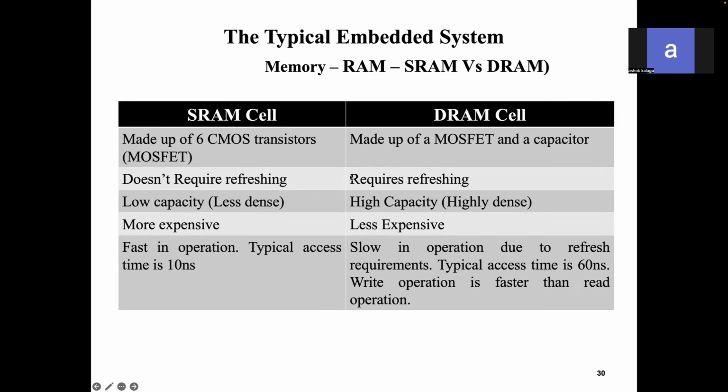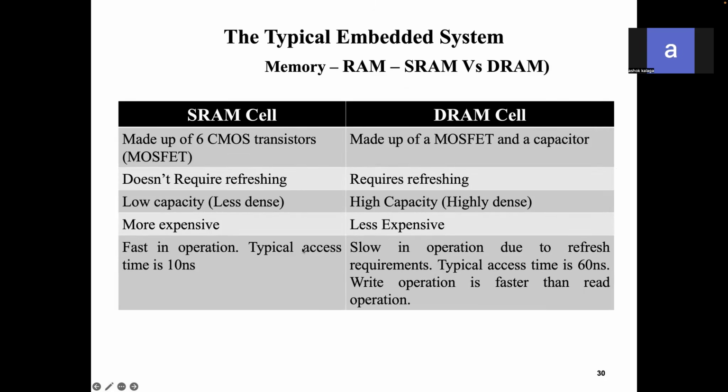Next one. This is the basic difference between SRAM cell and DRAM cell. SRAM cell is made up of 6 CMOS transistors, while DRAM is made up of a MOSFET and a capacitor. SRAM doesn't require refreshing. DRAM requires refreshing because the charge is lost. SRAM has low capacity and is less dense, while DRAM has high capacity and is highly dense. SRAM is more expensive and DRAM is less expensive. And SRAM cells are faster.